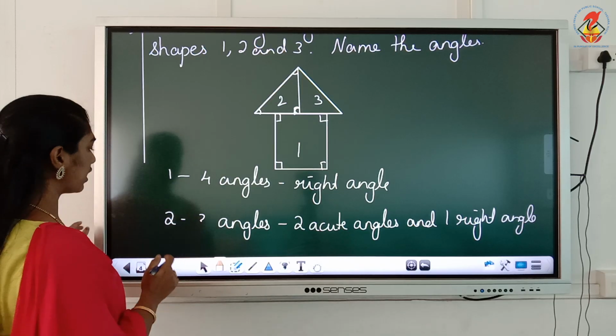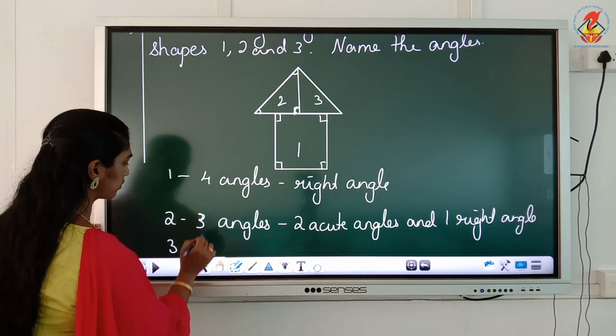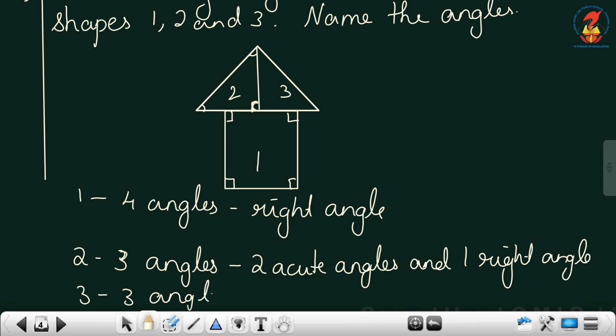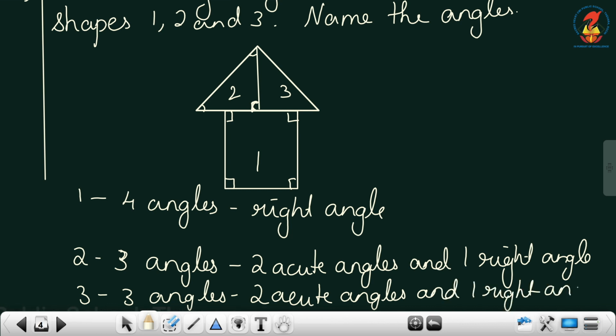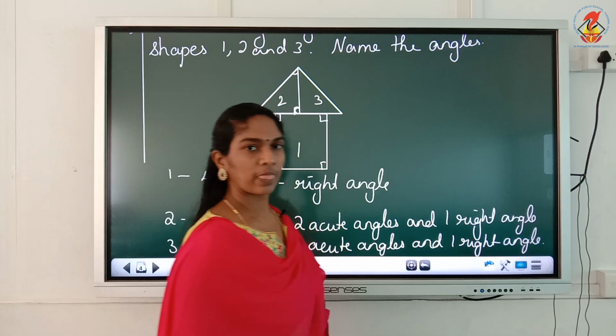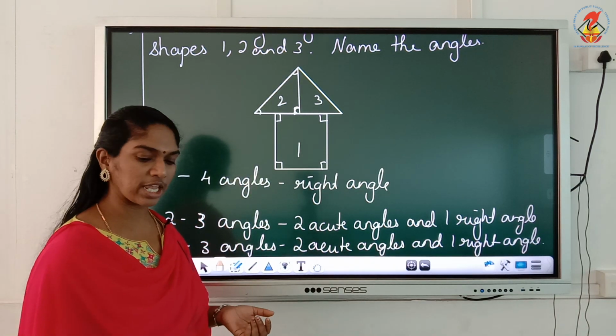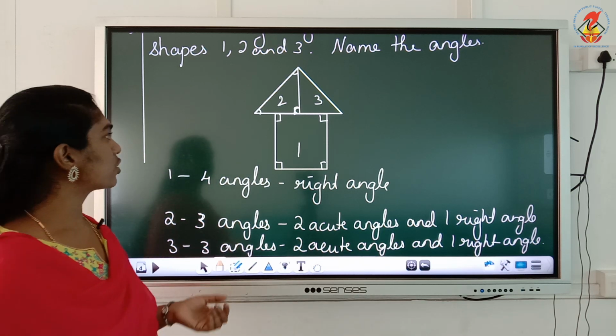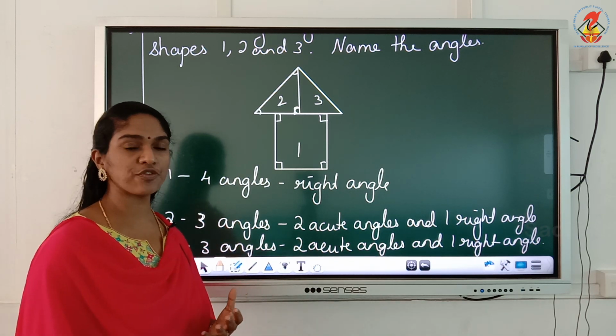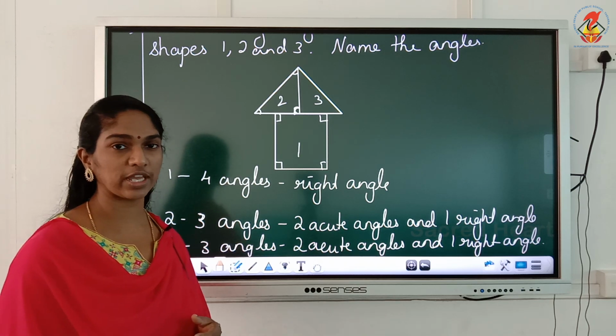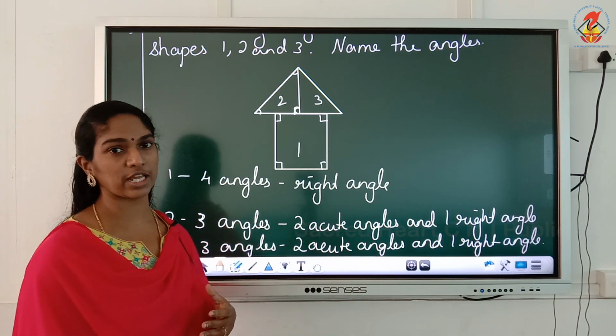Okay. Again, the third picture, it is the same. There also you have 3 angles, 2 acute angles and 1 right angle. So this is how we can connect clocks and angles, and this is how you can also connect shapes and angles. Okay, children. From the shapes also you can understand the different types of angles. You should be able to identify the different types of angles. If you need to identify, you should know what the different types of angles are.